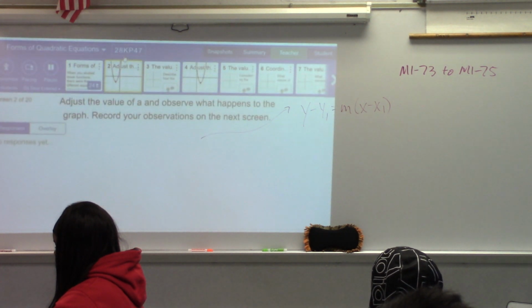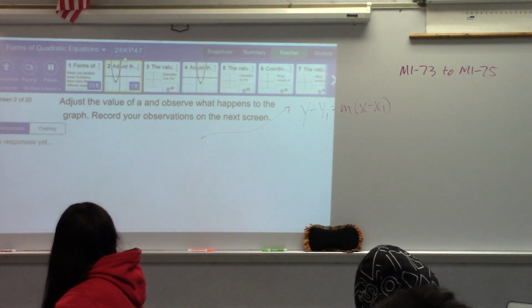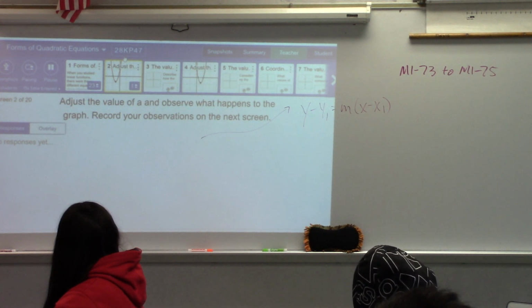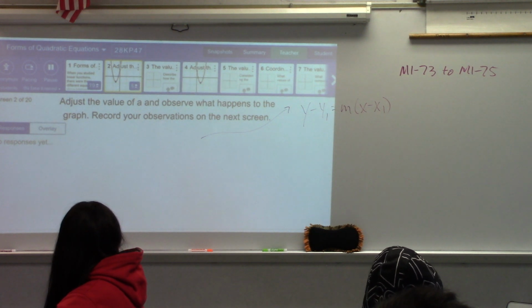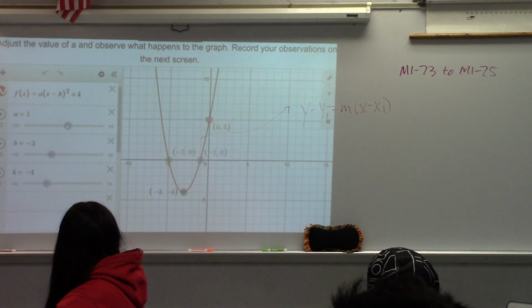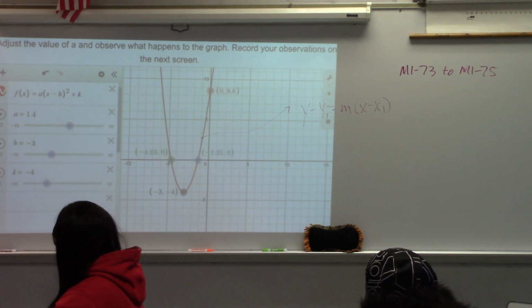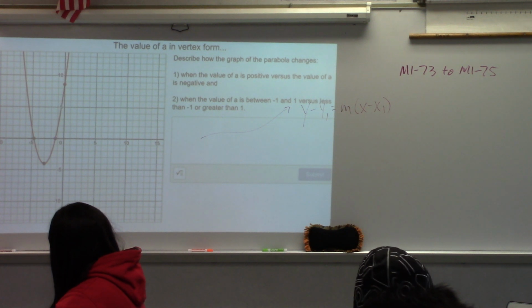when you get started, you're going to look at something like this. It says adjust the value of A and observe what happens. You can't see anything because I am on the teacher view. But if you look at the student view, it just says adjust the value of A and observe what happens. So you're going to slide this value of A and see what you think is happening to that graph. When you move to the next slide, you're going to describe what you see.